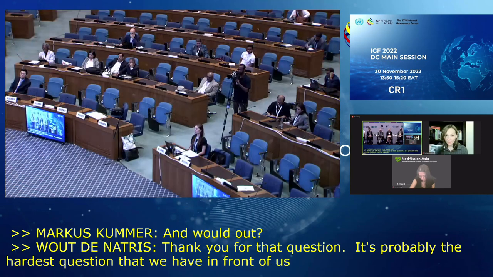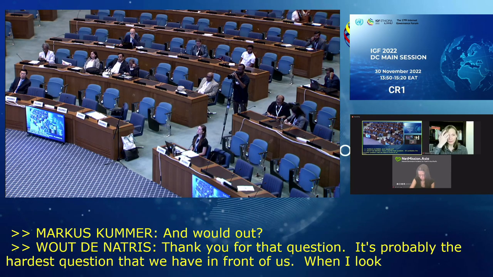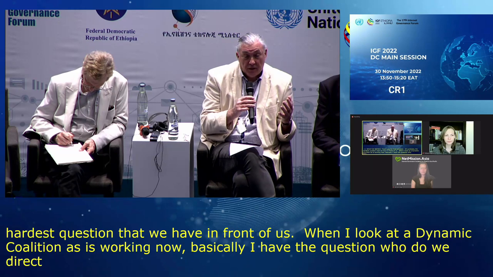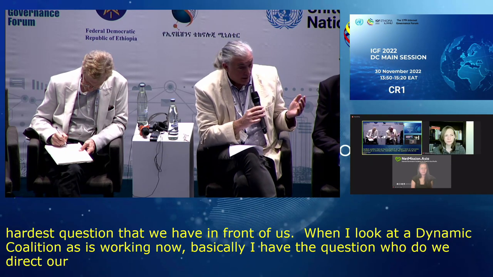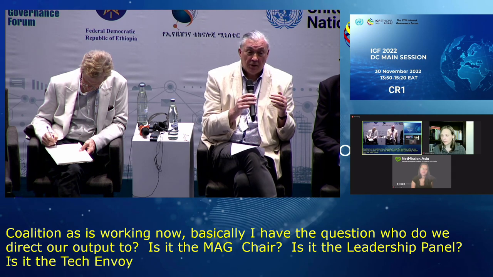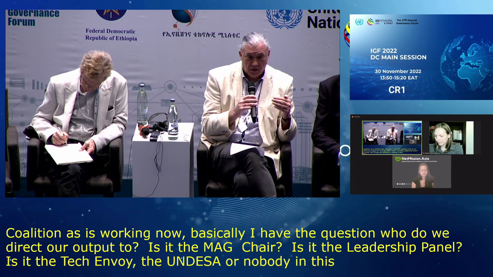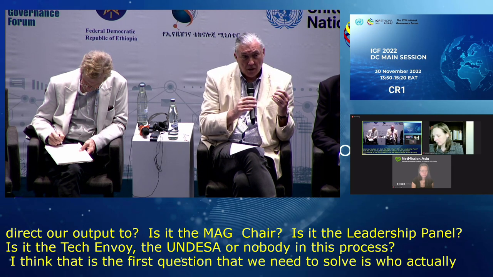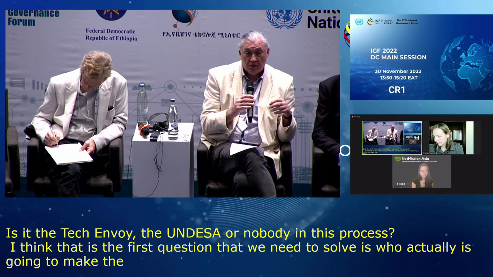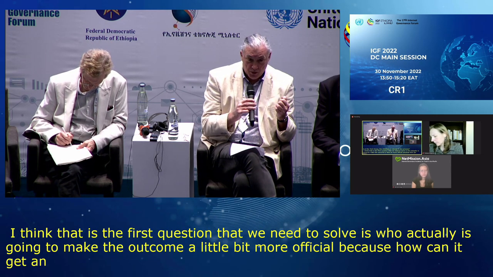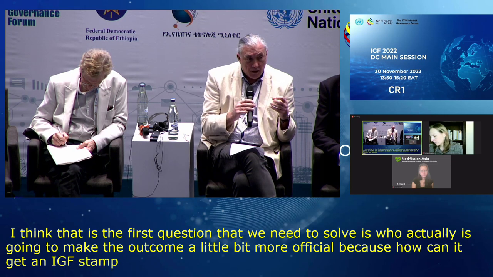When I look at a dynamic coalition as it's working now, basically I have the question, who do we direct our output to? Is it not the MAC chair? Is it the leadership panel? We don't know yet. Is it the tech envoy? Is it the UNDESA? Or nobody in this process? And I think that's the first question that we need to solve, is who actually is going to make the outcome a little bit more official. Because how can it get an IGF stamp on front of the report that the coalition is writing?